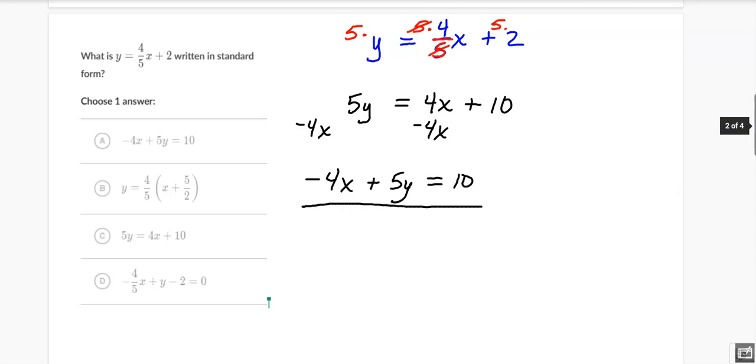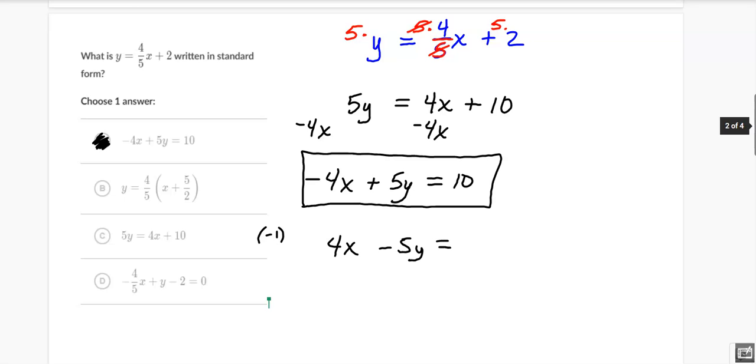Khan Academy is cool with this. They would say that this is standard form. So it's looking like, again, the answer is A. Some textbooks would want you to multiply through by a negative 1 because they have an added criteria that the term in front of the x has to be positive. The A term needs to be positive, but Khan Academy doesn't care about that, so you're cool to just leave it like this.